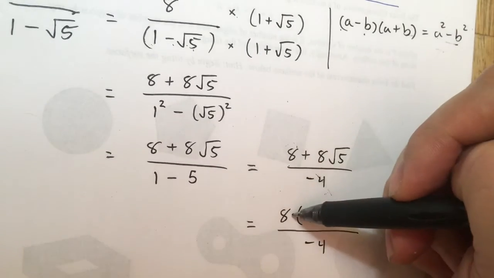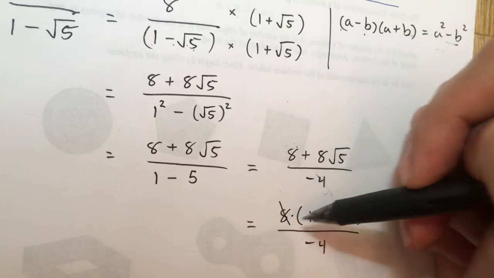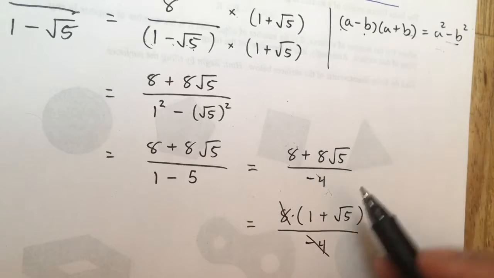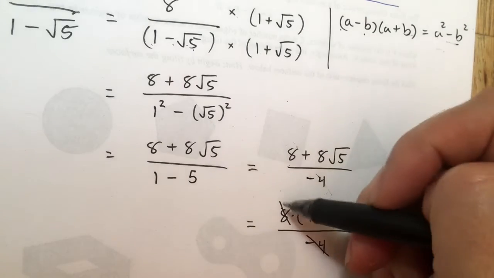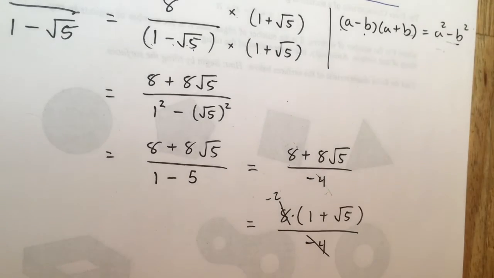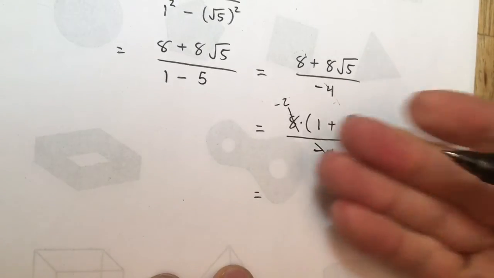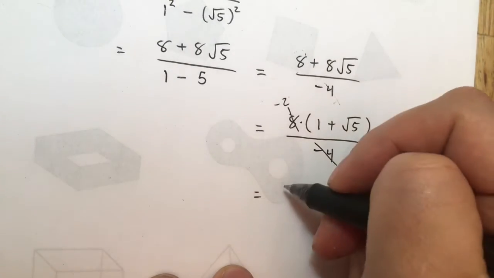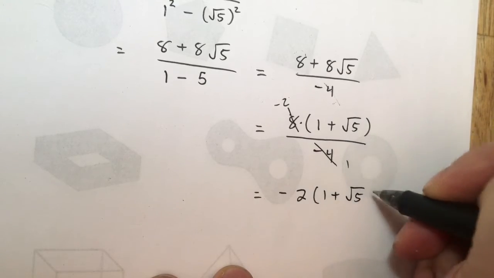And now, because it's a factor, it's written as a product, now I can cancel these. So I'm dividing the numerator and denominator by negative 4. 8 divided by negative 4 is negative 2. Negative 4 divided by negative 4 is 1. So anything divided by 1 is just itself, so I'm done with the denominator. It's gone. I get negative 2 times 1 plus root 5.